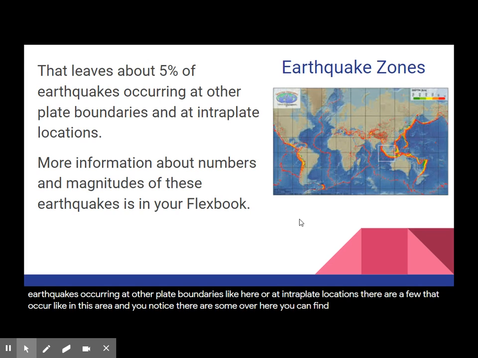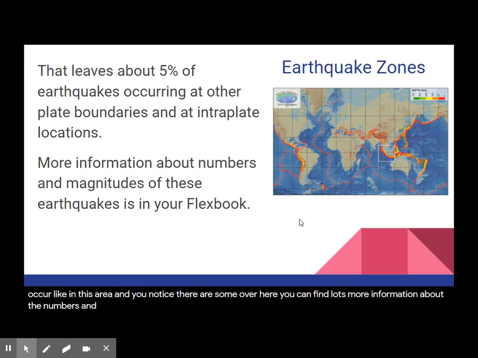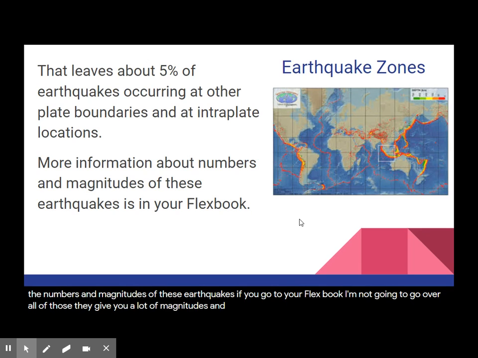You can find lots more information about the numbers and magnitudes of these earthquakes if you go to your Flex book. I'm not going to go over all of those. They give you a lot of magnitudes and dates for when those occurred and things like that.